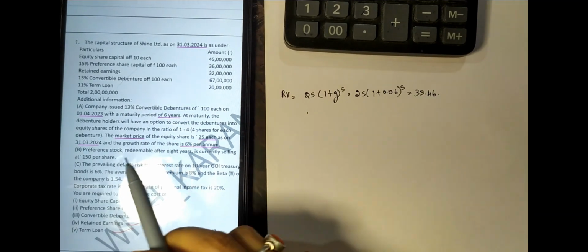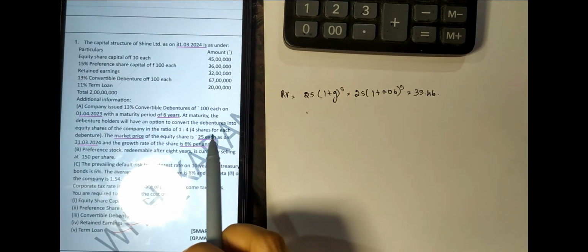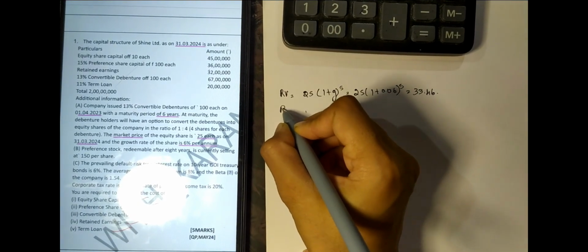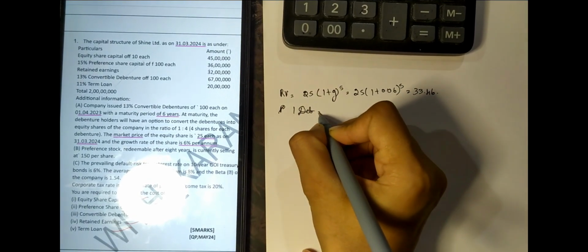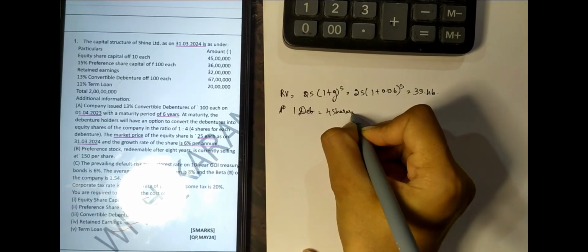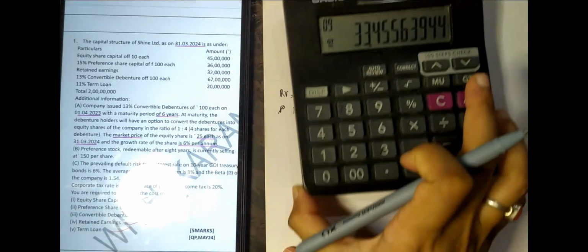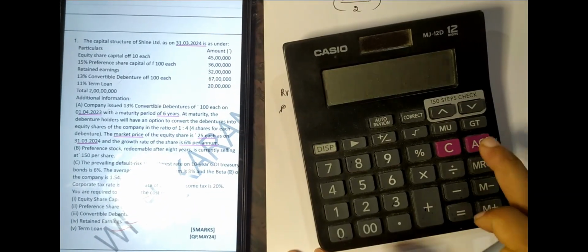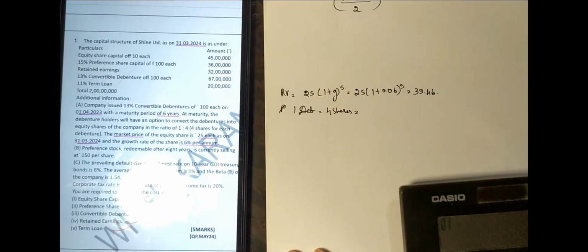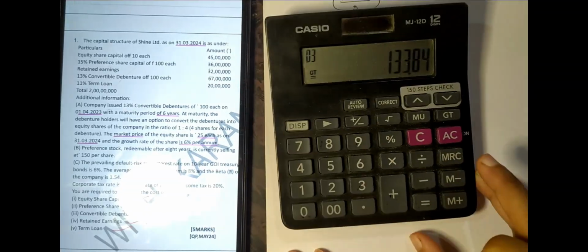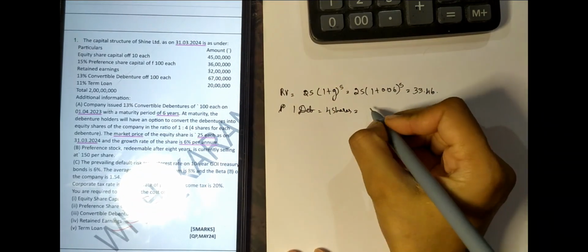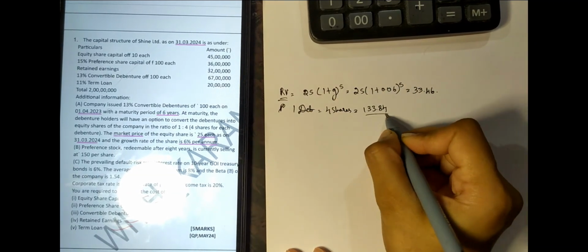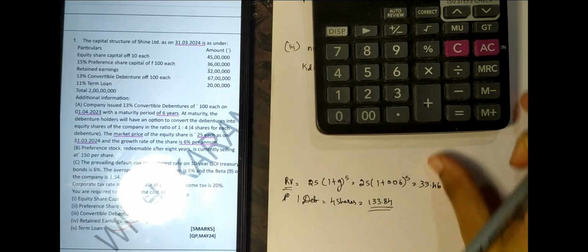But here they have mentioned that 4 shares are given for each debenture. So for one debenture they are getting 4 shares. So $33.46 into 4 is 133.84. So the redemption value is going to be 133.84.